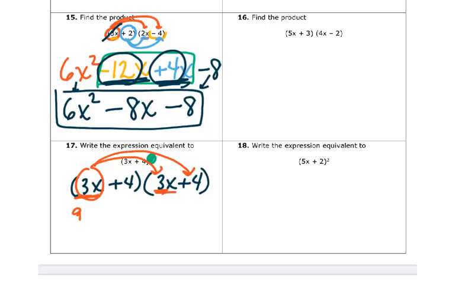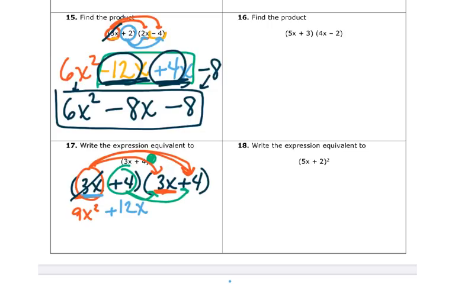X with another x is an x squared. 3 times 4 is the number 12. There's an x here, so it gets an x. First term is done. Next, 4 is my next term, so I distribute it to both terms.